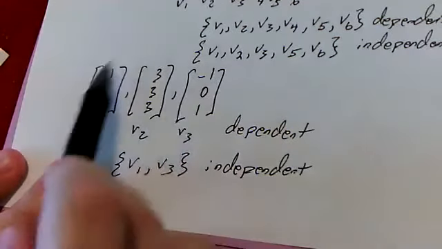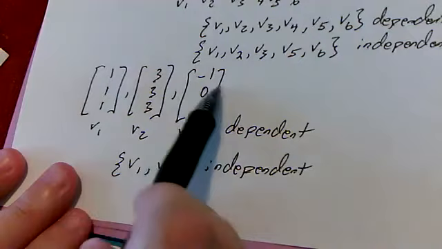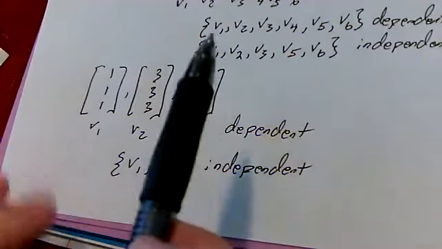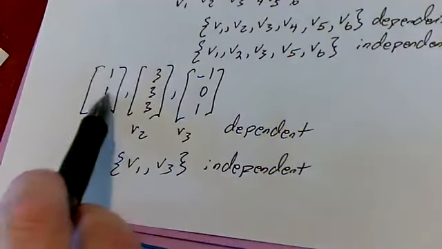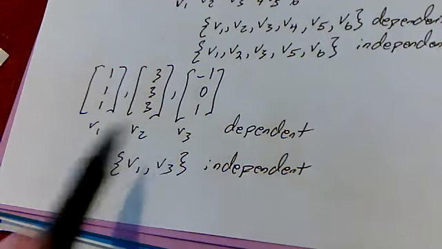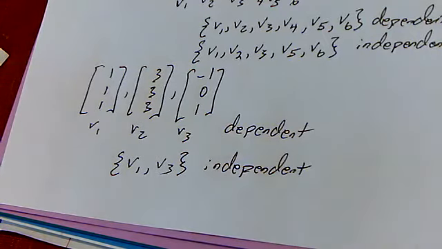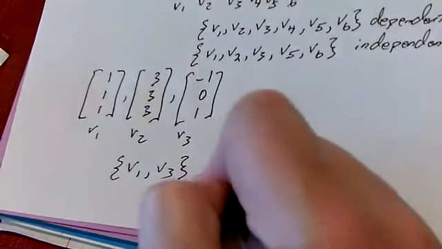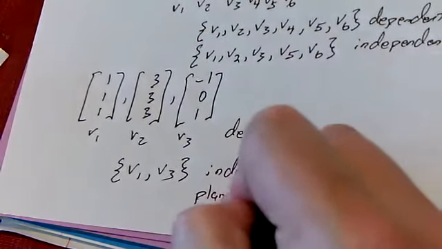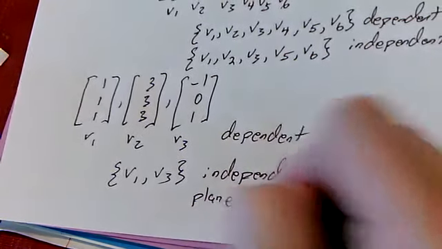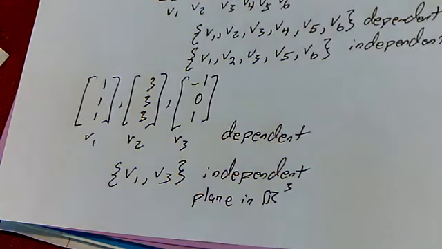If you row reduce this, you would get a pivot in the first column and a pivot in the third column, which would tell you that those two vectors are independent, but the v2 vector is what is throwing things off. It's keeping you from having an independent set. Now since I only have two vectors, this would be a plane in R3. So remember, if you have two vectors, it's a plane. One vector is a line. Three vectors is a hyperplane.